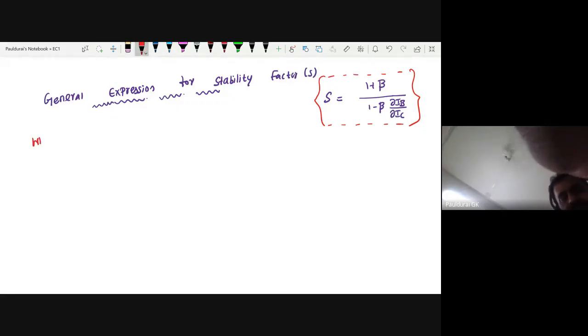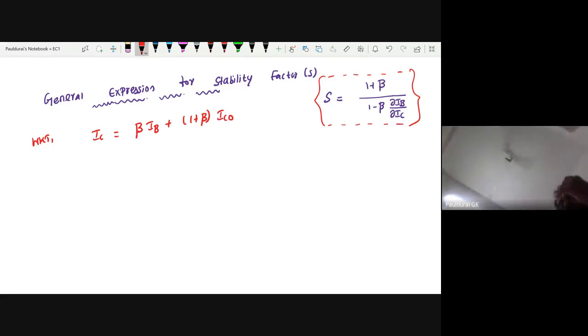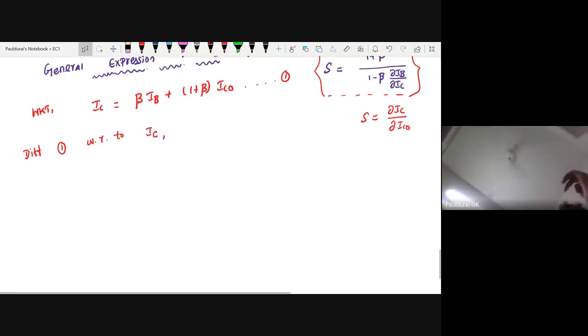We know that IC equal to beta times IB plus 1 plus beta times ICO. Okay. What is S? Anyone? What is S? Change in IC with respect to ICO. Okay. So now differentiate. Take equation number 1. Differentiate equation number 1 with respect to IC. I will let you know why. So now what will happen? Differentiate the above equation with respect to IC.